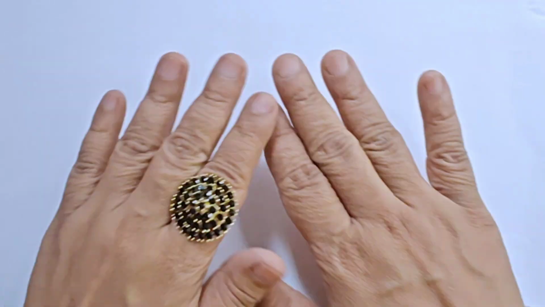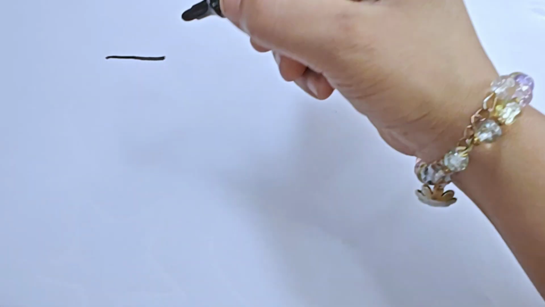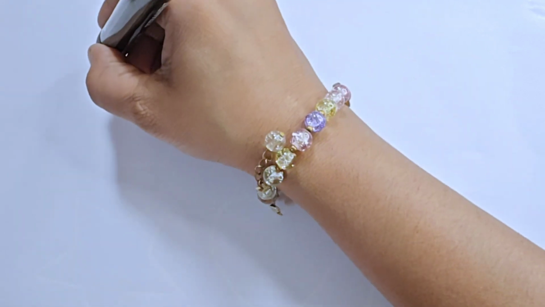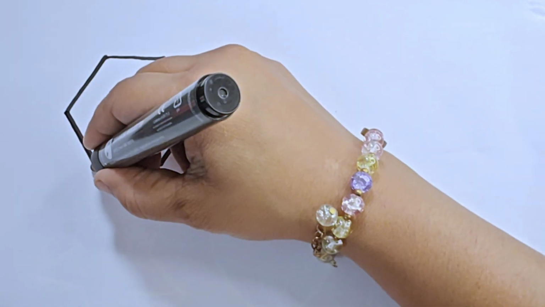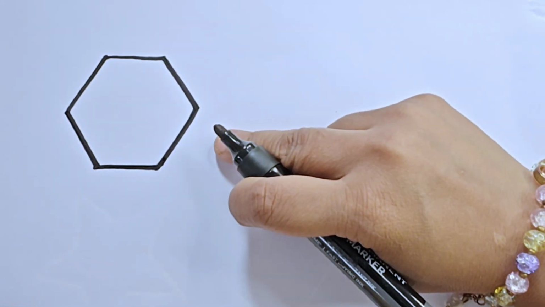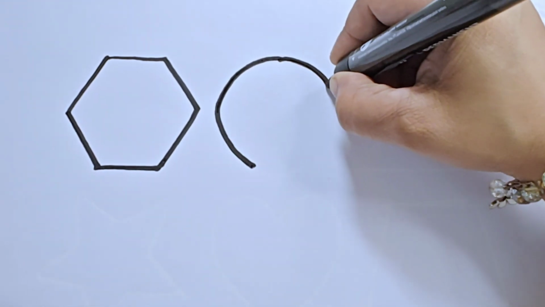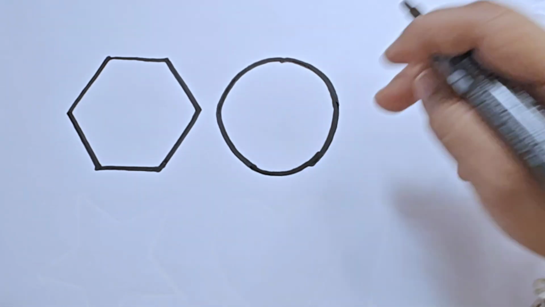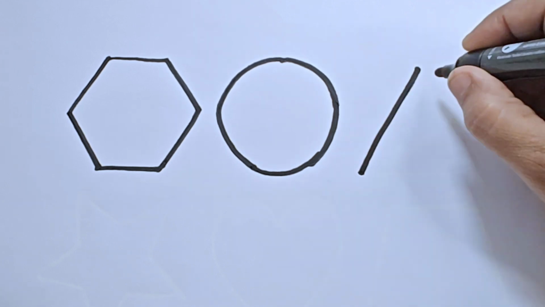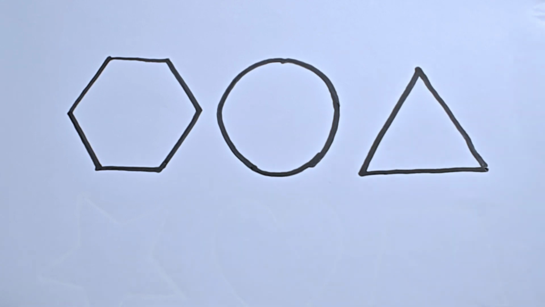Hello kids, let's learn some 2D shapes. This is black color. Let's draw the shapes. It is hexagon. It is circle. It is triangle.